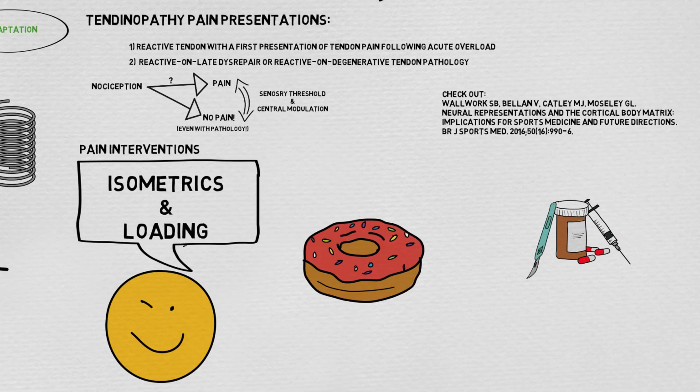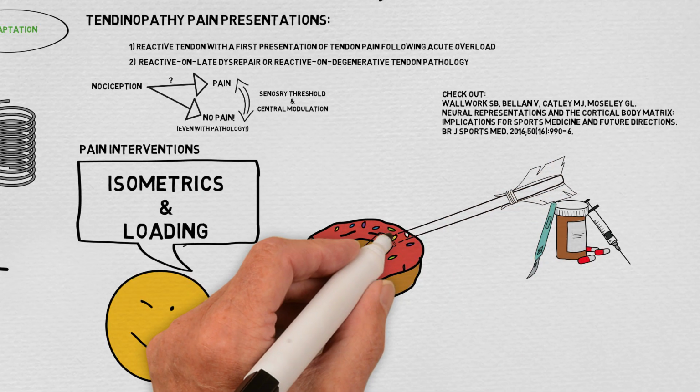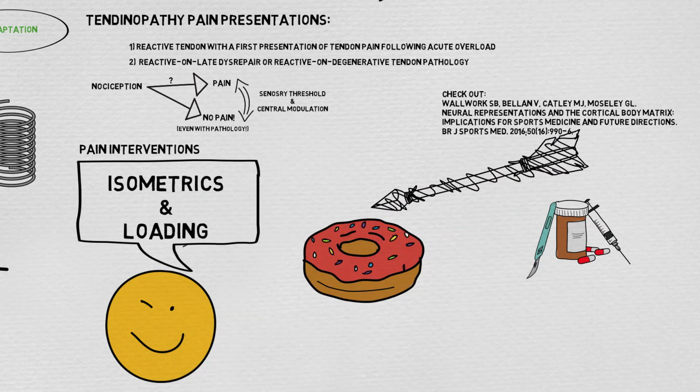So the tendinopathy continuum model is helpful, but their phrase of treating the donut, not the hole, is a very important closing statement.